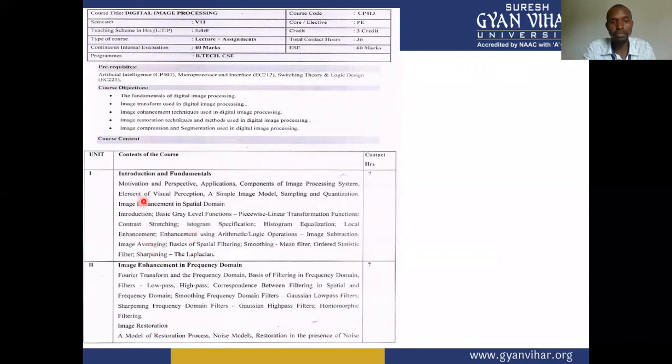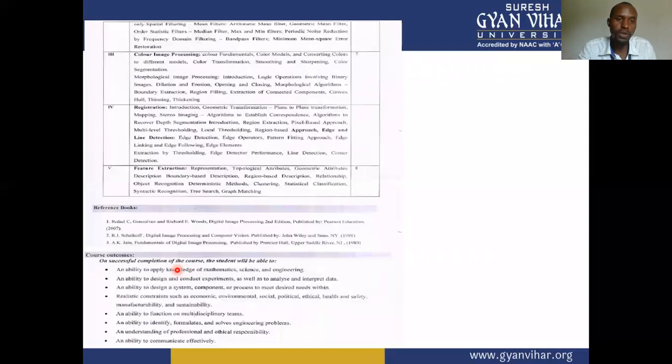The first unit will be introduction and fundamentals. The second unit will be image enhancement in frequency domain. The third unit will be on color image processing. Fourth will cover image registration. And the fifth unit will cover feature extraction. So this subject is basically interested in the area of deep learning known as computer vision, where we are able to manipulate images as well as video frames.